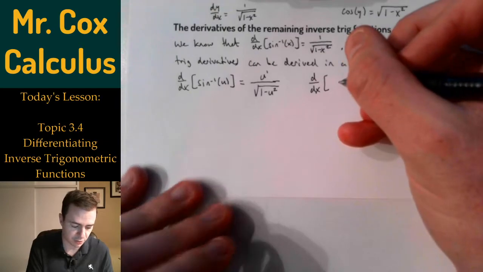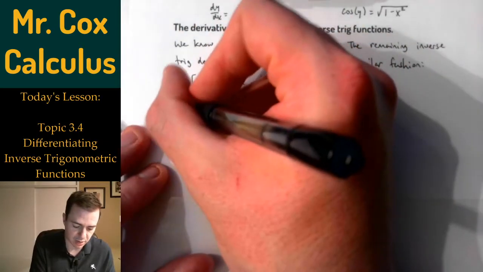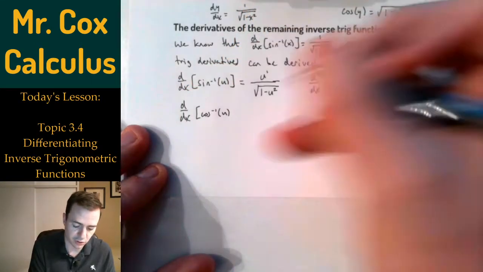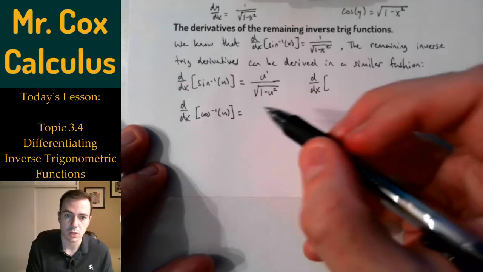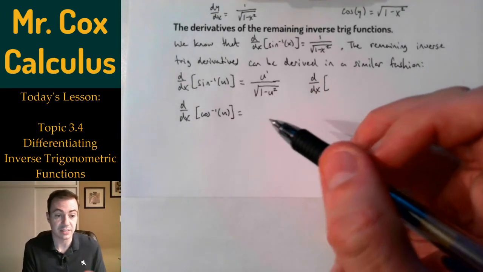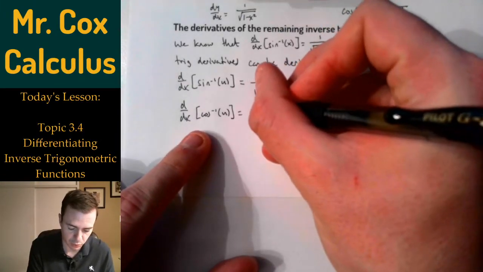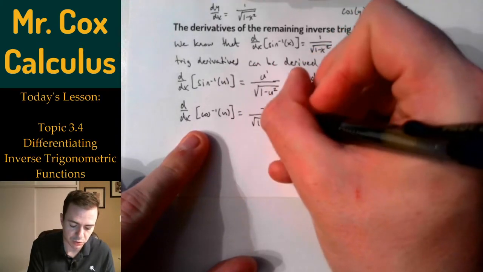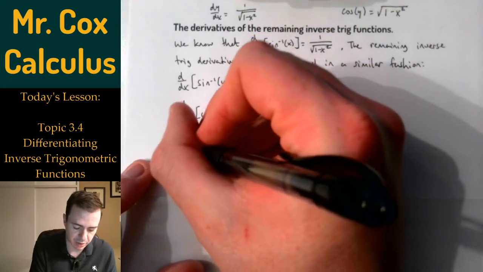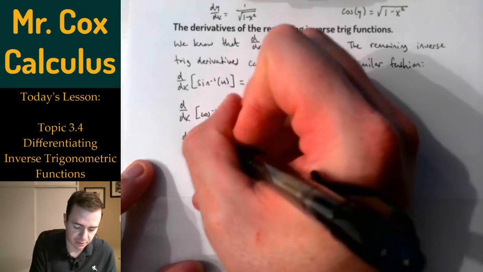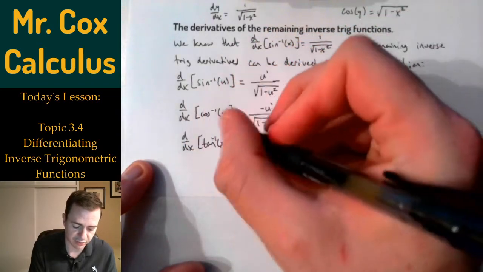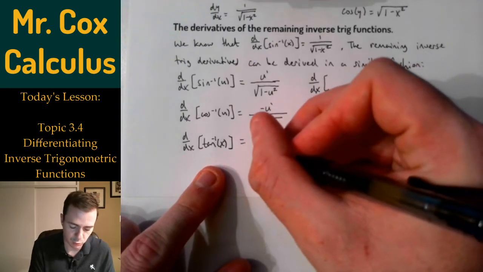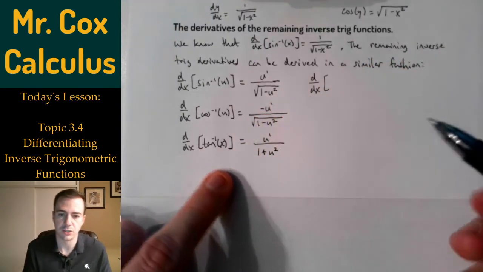Let's take a look at the derivative, well, let's go down this way first. The derivative of inverse cosine of u. Just like the derivatives of sine and cosine differ by negatives, that's also going to be true here. This is negative u prime over the square root of 1 minus u squared. And the derivative with respect to x of inverse tangent of u ends up equaling u prime, again from the chain rule, over 1 plus u squared.